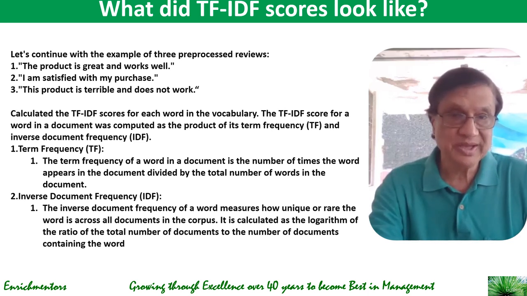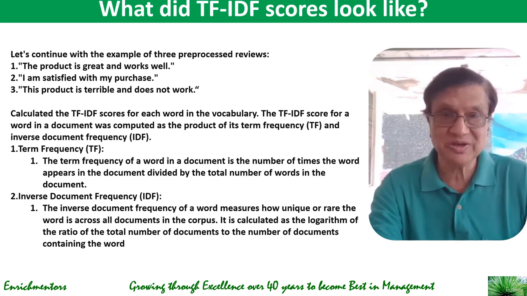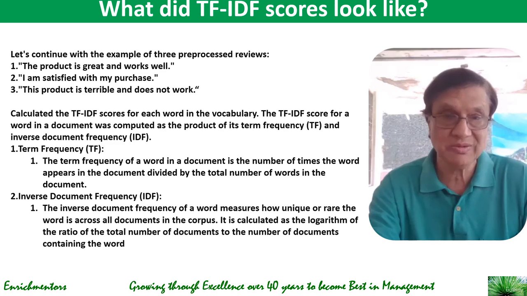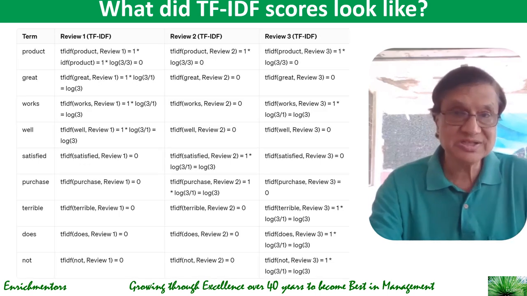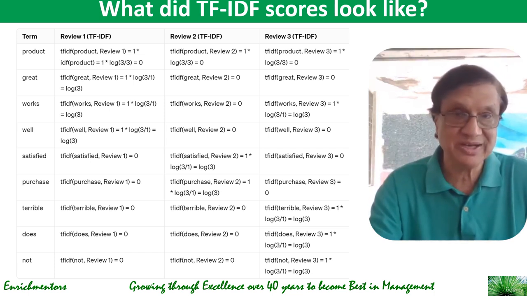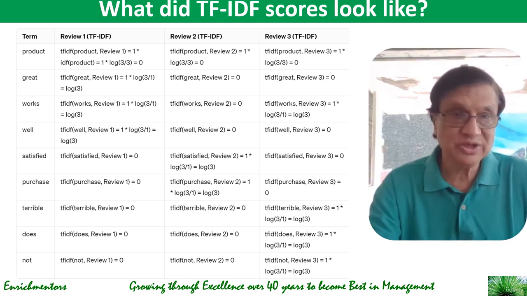As we know, the term frequency of a word in a document is the number of times the word appears in the document divided by the total number of words in the document. And IDF of a word measures how unique or rare the word is across all documents in the corpus. It is calculated as the logarithm of the ratio of the total number of documents to the number of documents containing the word. Now, this is how the TF-IDF score looked. I would suggest you come back and take a look at it at your leisure by looking at the PDF file.